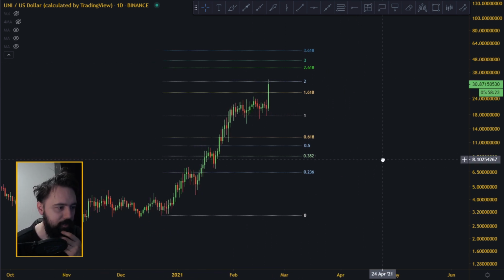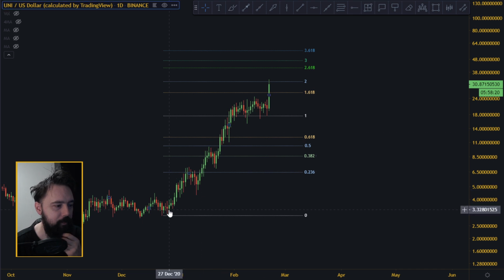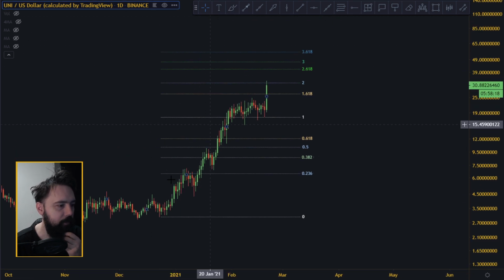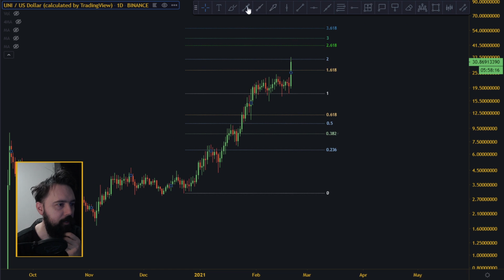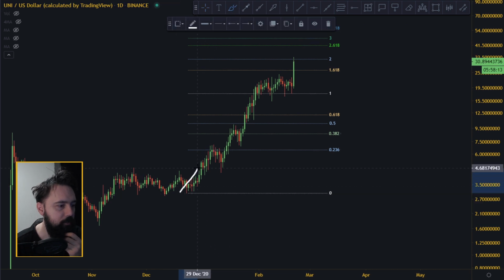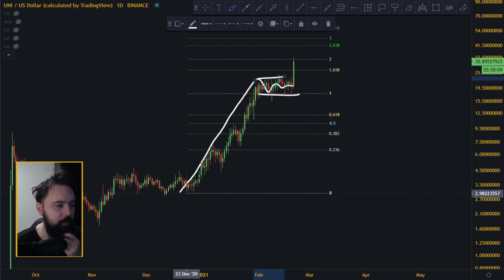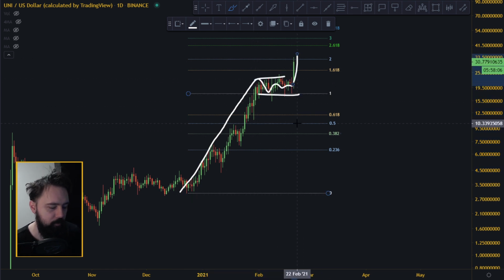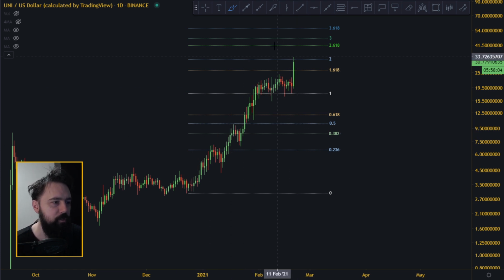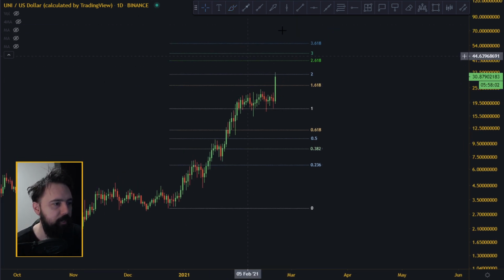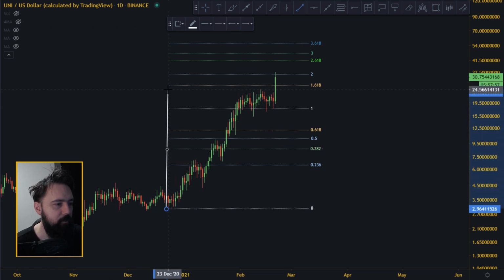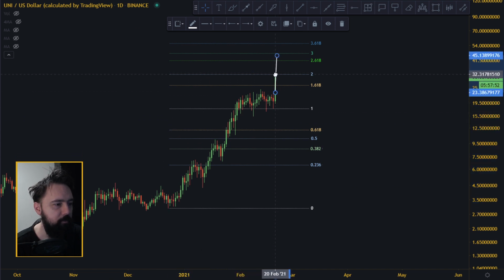So this looks like some kind of bull flag, right? Wait, why can I not draw on this? This is a flag, and then this is the pole, this is the flag, and this is the breakout. So basically what we're gonna do, we're gonna use the pole and extend it from the breakout and see how far we get. So it starts somewhere around here, it goes all the way to the top over here. We are using the wicks on the bottom, and we're gonna extend it all the way from the breakout that should be around over here.